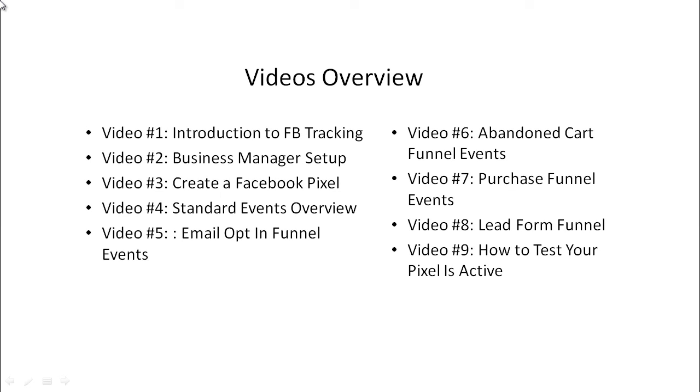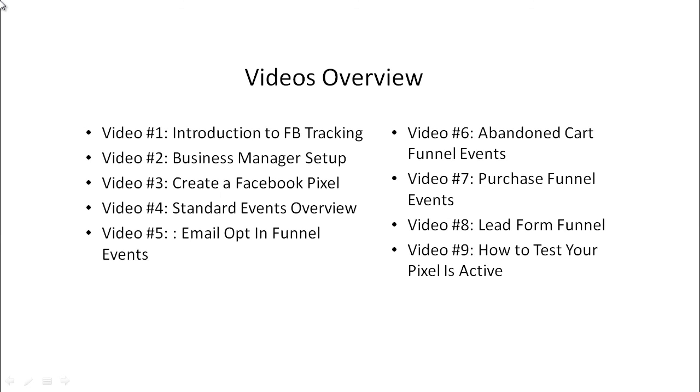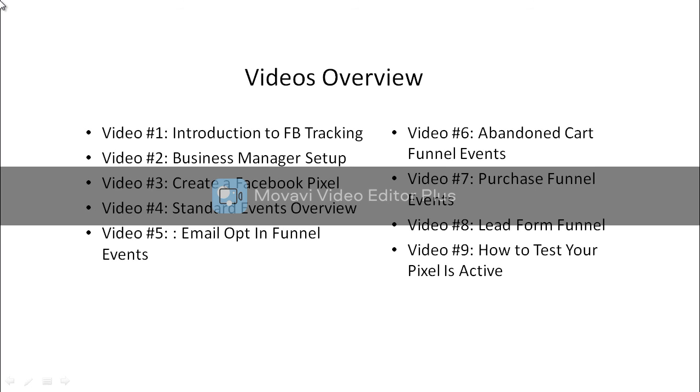Video number 4, we'll talk about a standard events overview, giving you a brief idea of what standard events are, why you need them, and how you can place them. And of course, video number 5 through video number 8 will give you some practical real-life application. So in video number 5, we'll look at a specific funnel, which is the email opt-in funnel, also known as the lead magnet funnel. Basically this funnel allows you to get somebody to go to a page and fill out their name and email in exchange for something free.